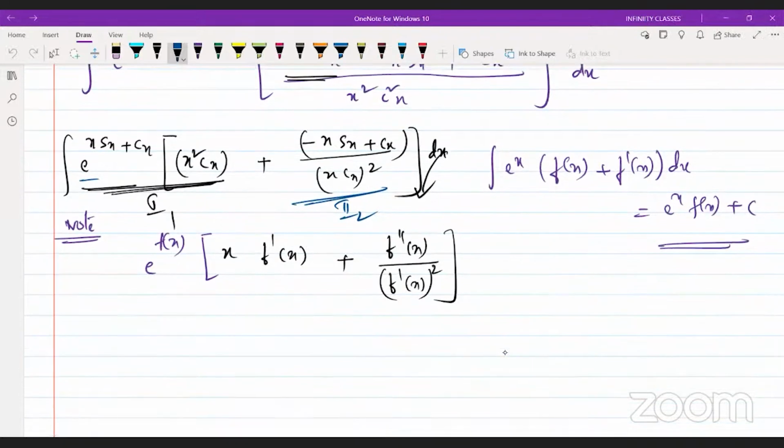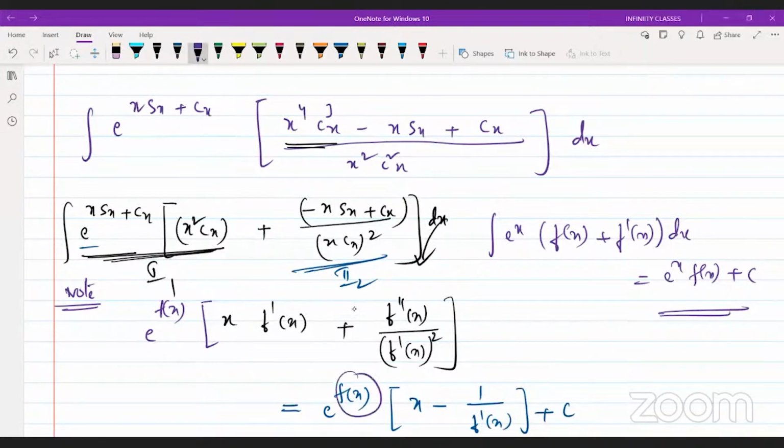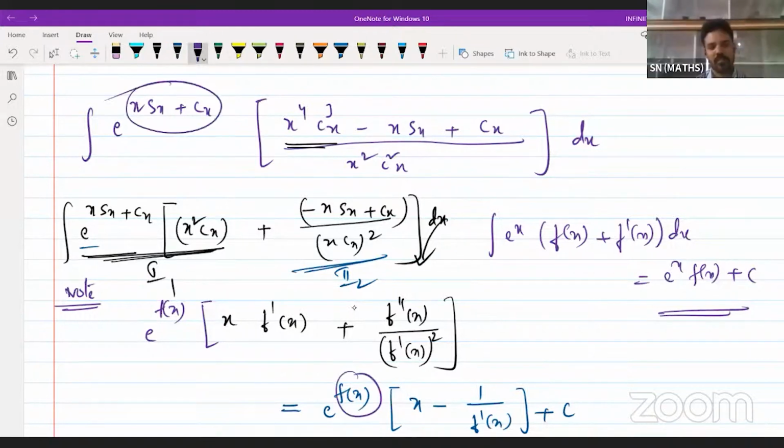If this is the formula, e power f of x into x into f dash of x plus f double dash of x by f dash of x whole square, the resultant answer is e power f of x into x minus 1 by f dash of x. If you observe, what I wrote is 100% correct. F of x, this is f of x, no doubt. Understand, sir? This x is there. X square cos x is there now. I can write x square as x into x cos x.